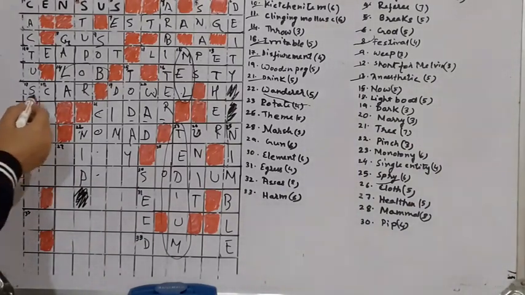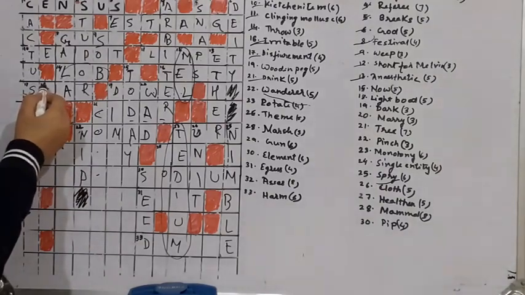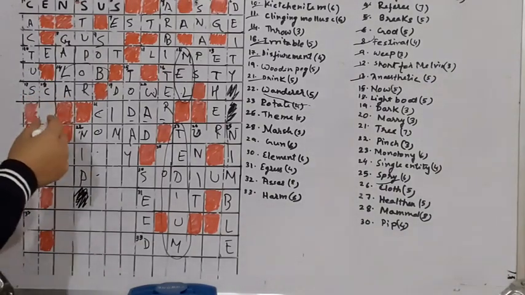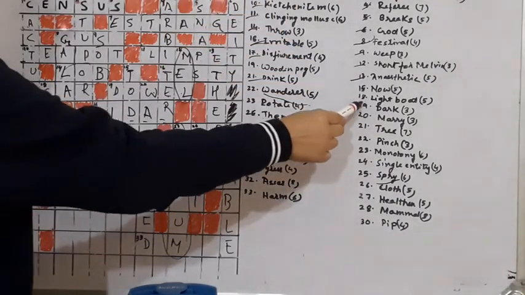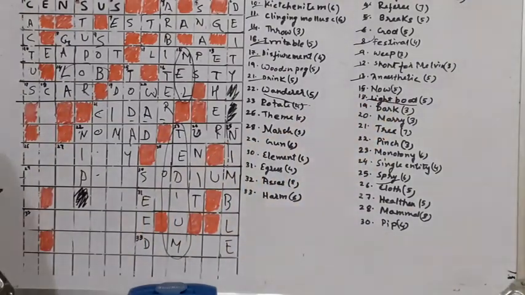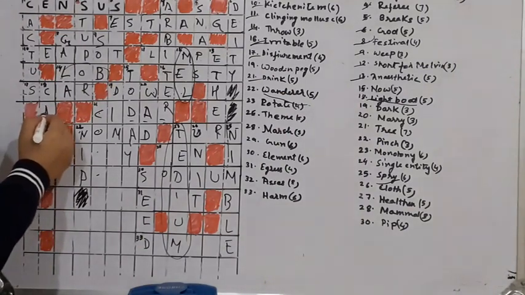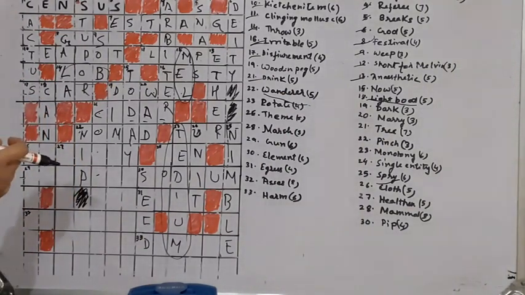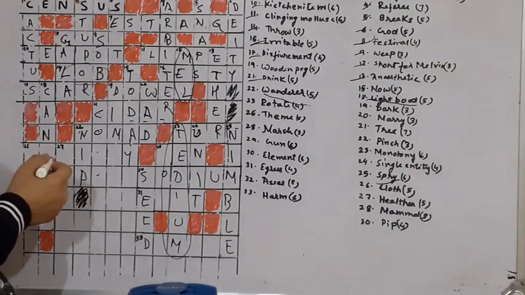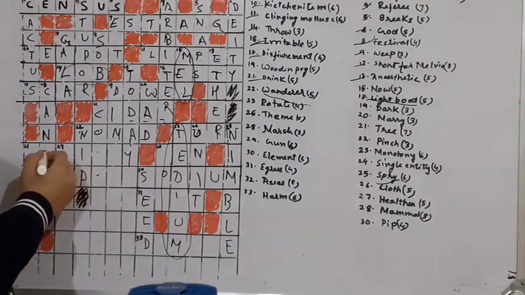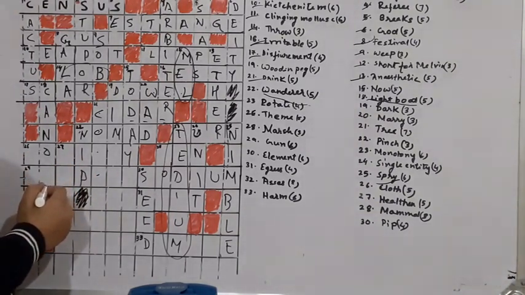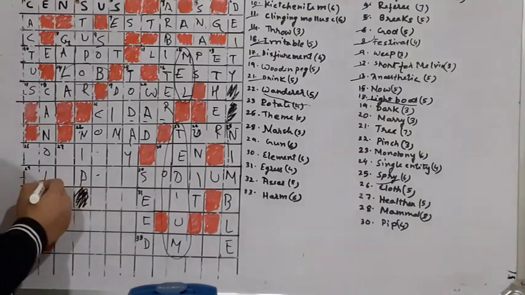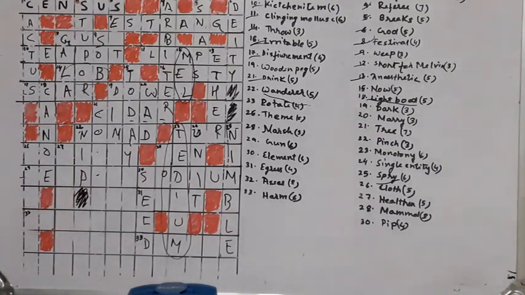18 it is. Okay, I'm sorry, this is 18. 18 here we can see a light boat. Light boat, it begins with C, so definitely canoe, right?